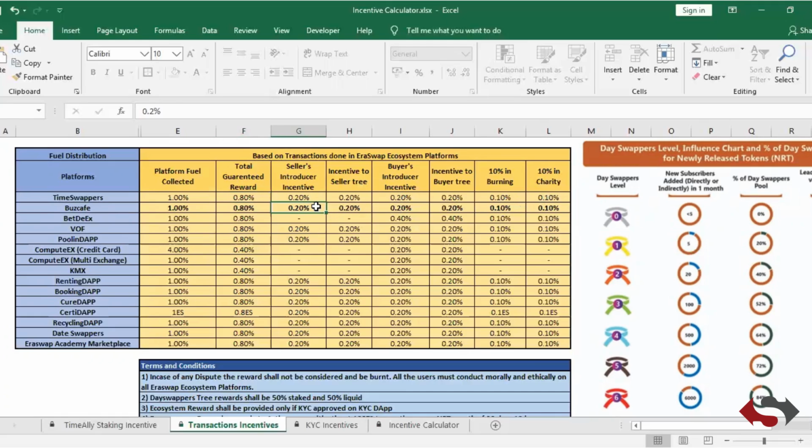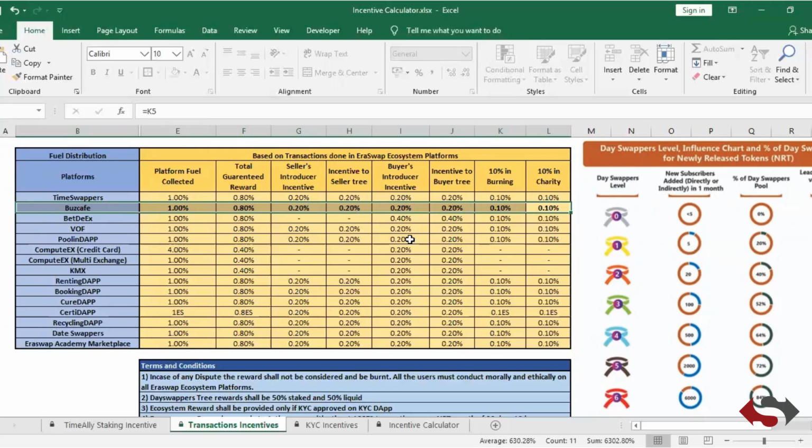The seller introducer incentive, for the case of Bus Cafe here, will be 0.2% of the total transaction. So that's around 20% of the fuel that has been collected. 0.2% to the introducer of the seller, 0.2% to the buyer's introducer, while 0.2% will be in the day swapper tree of the seller, and 0.2% will be in the buyer's day swapper tree. So this is how we are going to be distributing the reward.